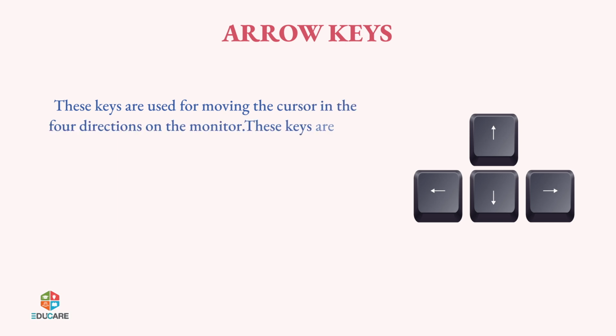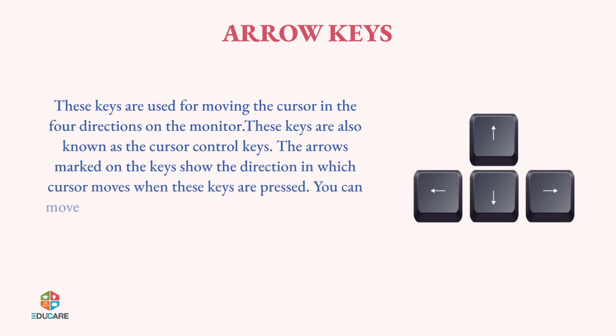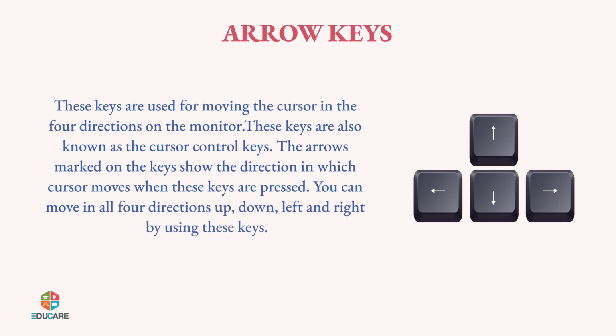These keys are also known as the cursor control keys. The arrows marked on the keys show the direction in which cursor moves when these keys are pressed. You can move in all four directions, up, down, left and right by using these keys.